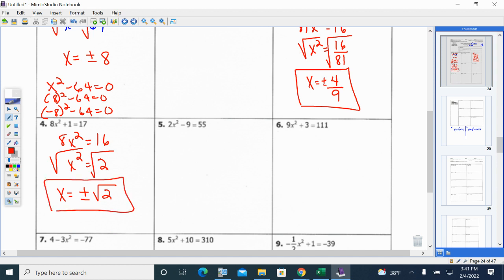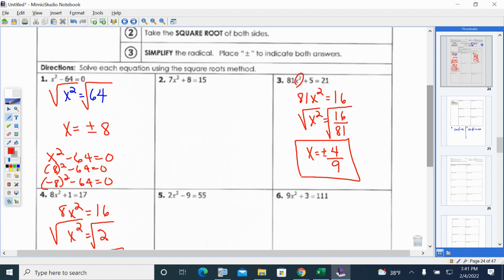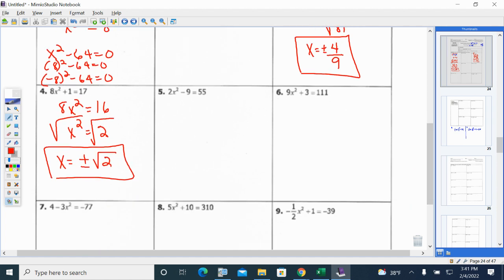So what we've learned so far in solving quadratic equations is that our answers can be rational and real, like examples 1 and 3. They can also be irrational, like example number 4. Let's look at example number 6. 9x squared plus 3 is equal to 111. We're going to subtract the 3. So we get 9x squared is equal to 111 minus 3, which is 108. And then divide by 9. So we get x squared is equal to 12.